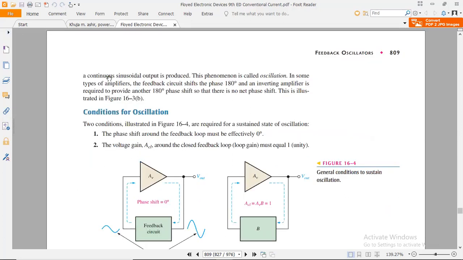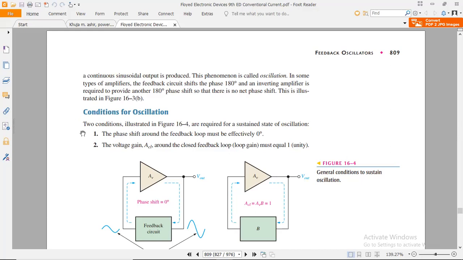Now moving towards this configuration, a continuous sinusoidal output is produced. This phenomenon is called oscillation. In some types of amplifiers, the feedback circuit shifts the phase 180 degree out of phase, and an inverting amplifier is required to provide another 180 degree phase shift so that there is no phase shift. This is illustrated in the below mentioned part B figure, which I already discussed with you guys.